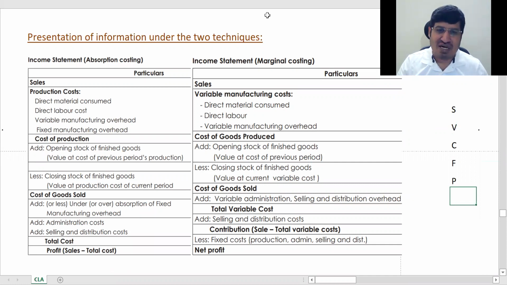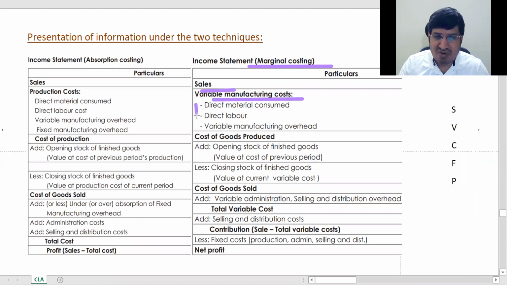In the marginal cost statement, we don't give emphasis on stock, opening and closing stock. Here, I'll just show the marginal part first because you know it. Sales, less all variable manufacturing cost, which is material, labor and variable overhead. This gives you cost of goods produced. Here add opening stock of finished goods less closing stock of finished goods. Of course, opening stock cost will be as per previous period because it comes from the previous period. Closing stock will be at current variable cost.